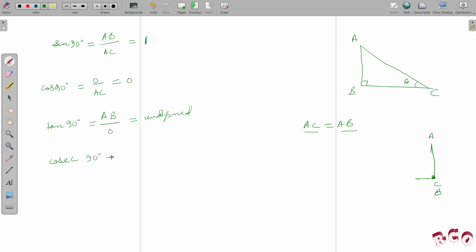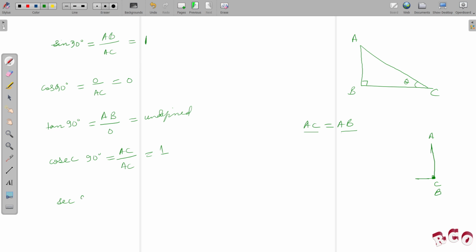So again, cosec 90. Cosec is hypotenuse over opposite. Hypotenuse is AC only, it is remaining as it is, but opposite has also become, and then coincided with this. So AB is equal to AC. AB, after coming closer, has coincided with the AC. So now hypotenuse is AC, and opposite is AB. AB is AC only, so it will be 1.